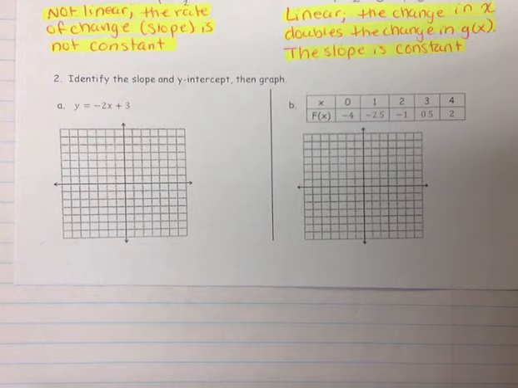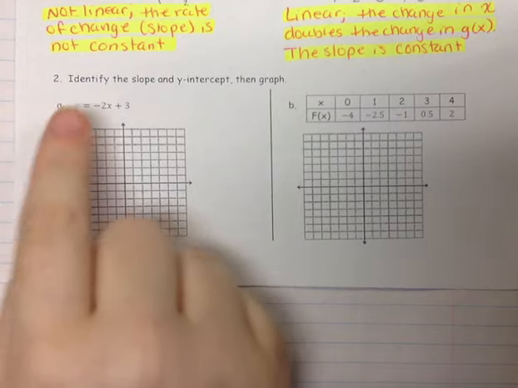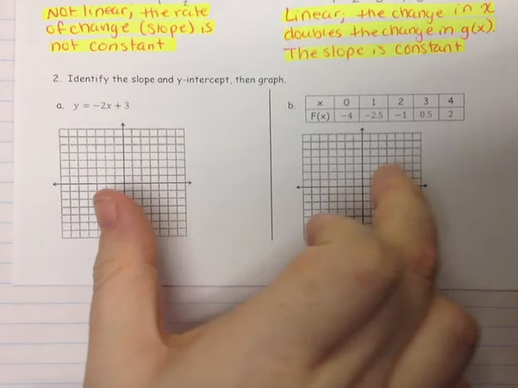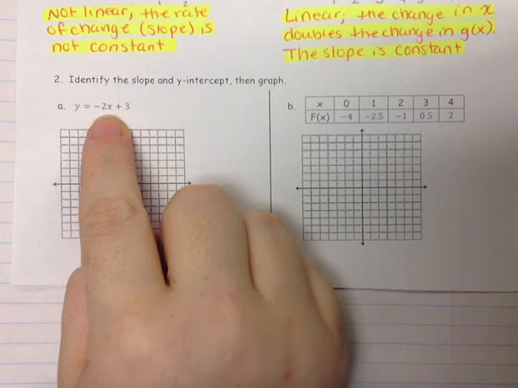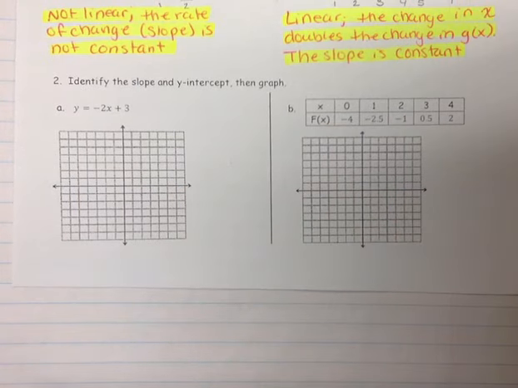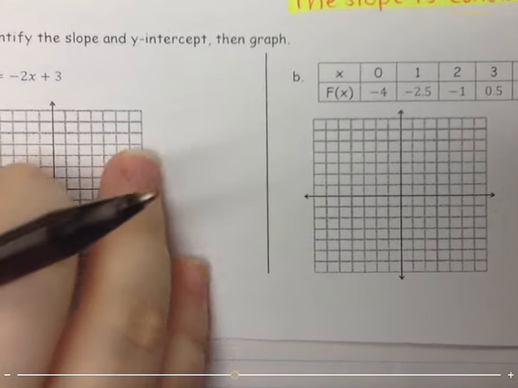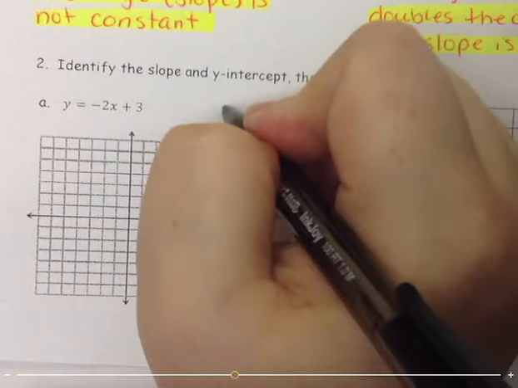In this video, we are still focusing on linear review, but we're going to be identifying the slope and y-intercept, then graphing. In these two examples, one of them we have an equation, one of them we have a set of coordinates. When we have an equation, we follow the linear equation of y equals mx plus b.